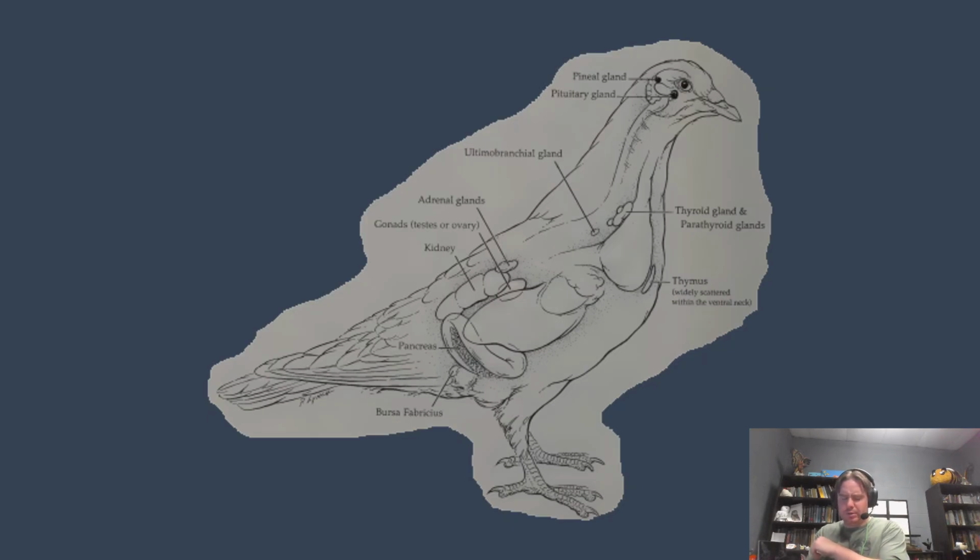And the thyroid and parathyroid make thyroxine and parathormone, respectively. So thyroxine helps control the regulation of growth and development, which includes the molting process, and parathormone regulates phosphorus and calcium levels in the bloodstream, which is really, really important in egg-laying females. In particular, those calcium levels are a big deal.